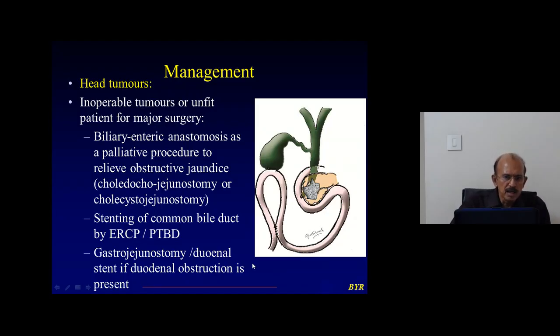T-tube is not called PTBD. T-tube drainage is called T-tube drainage only, and the T-tube is placed in the common bile duct. PTBD means percutaneous transhepatic biliary drainage. That means you pass the tube directly into the liver. In the liver, the dilated bile ducts will be there. So into those bile ducts you pass the tube. That is called PTBD.